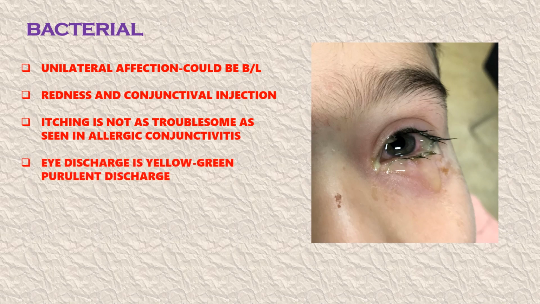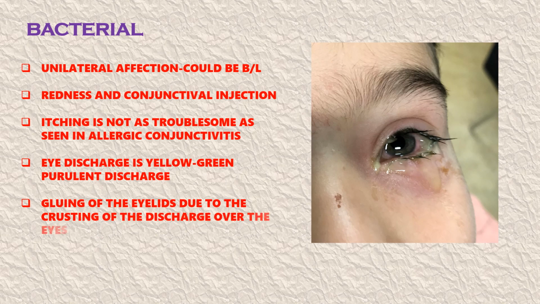The discharge of bacterial conjunctivitis is green, yellow, and purulent, which is the hallmark sign of bacterial conjunctivitis. Remember, the discharge we talked about in allergic conjunctivitis was clear, watery, called mucoserous discharge, and that in bacterial conjunctivitis is yellow, green, purulent discharge.